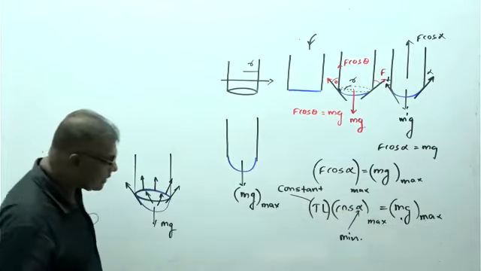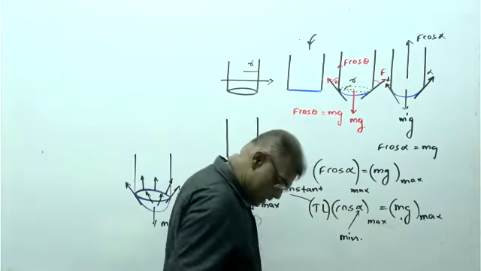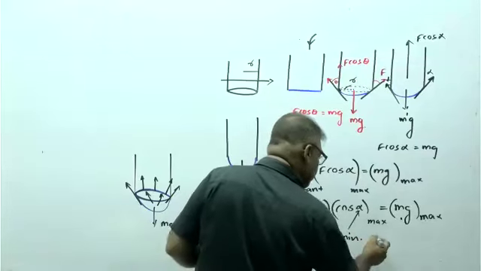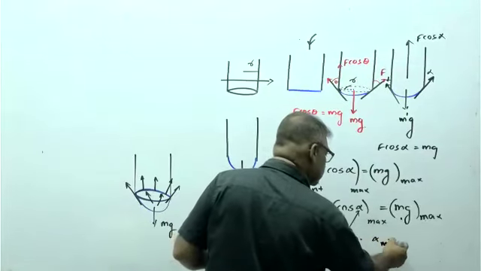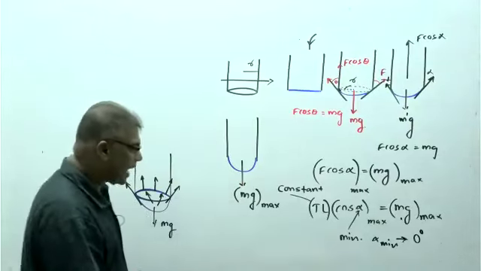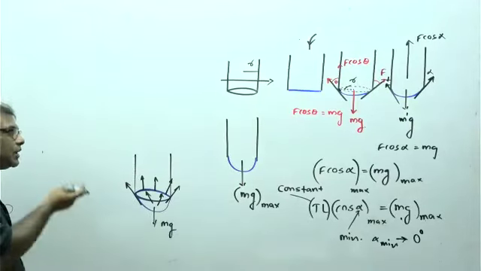Clear. And alpha minimum means the minimum value of alpha. Alpha minimum equals 0 degree. These are clear, basic mathematics we understand.